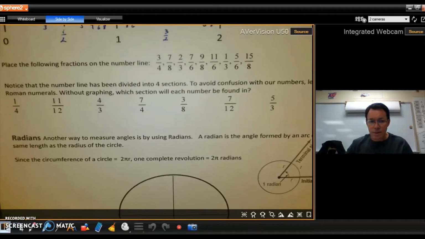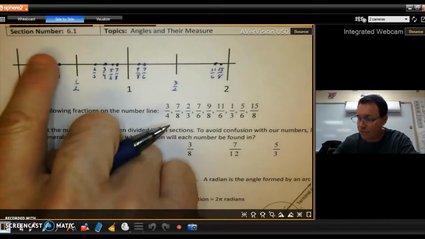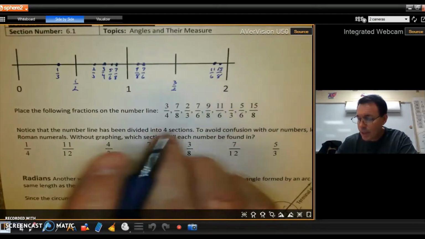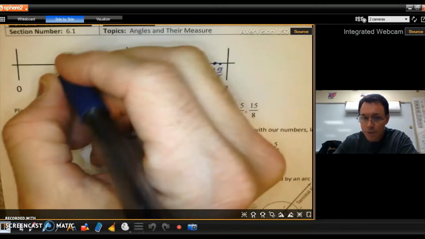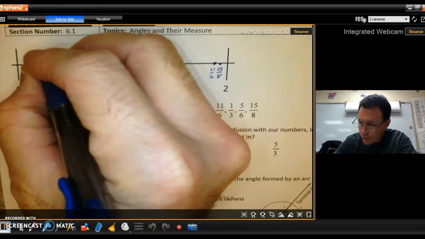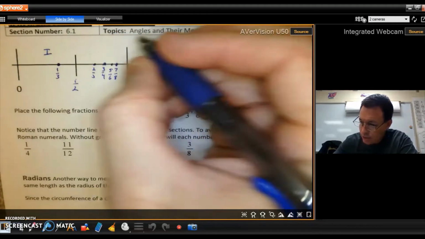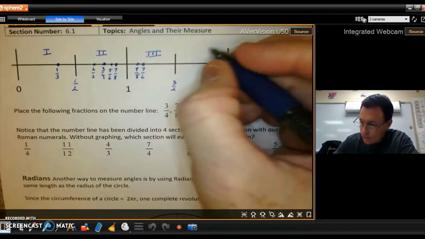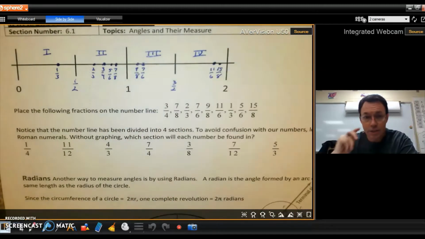Next thing I want you to do is think of, so notice I have 4 little sections here. I'm going to take these 4 sections and label them, and I don't want to confuse them with our other numbers, so I'm going to use Roman numerals here. I'm going to call this section 1. This is section 2, section 3, and section 4.